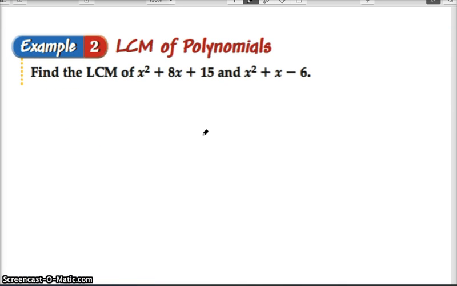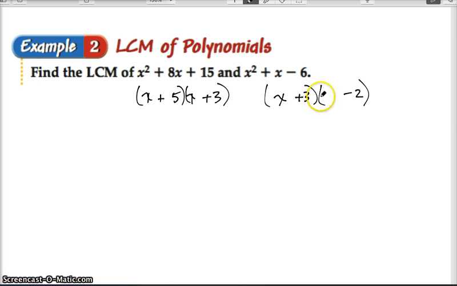Sometimes we need to find the LCM of polynomials, right? And so that requires us to factor. So we're going to do a little factoring here, hoping that we can factor so we can really see what the numbers are made of. And in this case, I'm looking for two numbers that multiply to give me 15, yet add up to give me 8, and that would be 5 and 3, and both of those are positive, okay? And then over here, two numbers that multiply to give me a -6, yet add up to give me a +1. That's +3 and a -2. And so I have that.